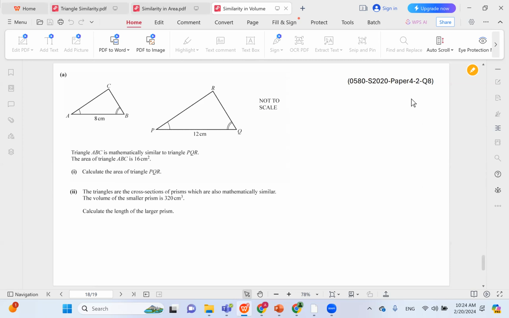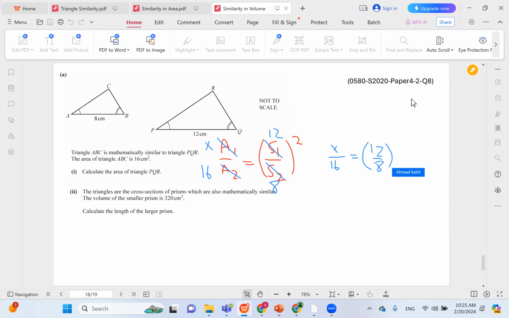So in order to calculate the area of triangle PQR, we use the formula for the areas. So we say A1 over A2 equals S1 over S2 to the power of 2, because this is area, not volume, remember. A1 is the bigger area, and that's what we don't know, so we just write X. A2 is the smaller area, ABC, so this is 16. S1 would be the bigger side, so 12. S2 would be the smaller side, so 8. And we get the equation X over 16 equals 12 over 8 to the power of 2.